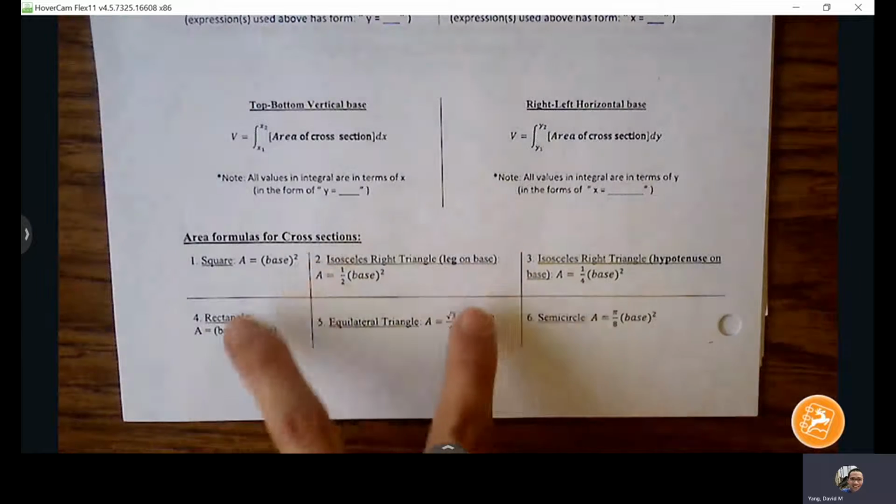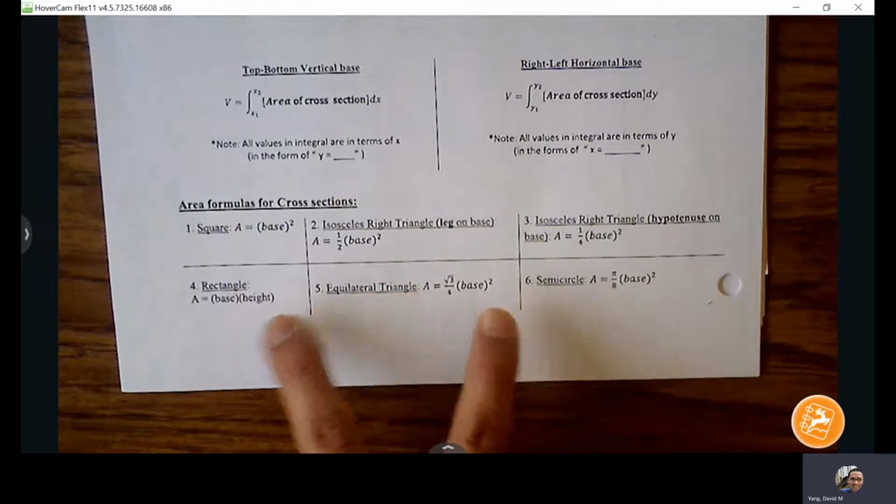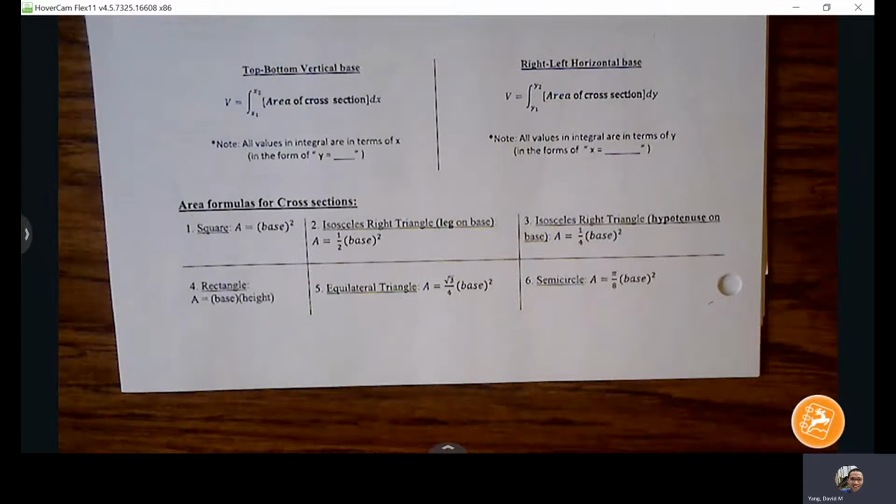And also cross-section formulas. Basically, all the cross-section formulas have base squared in them, except for rectangle. Rectangle is base times height. But the only thing different is the coefficient that lands out in front. Right, isosceles right triangle with leg on base is 1/2 base squared. Hypotenuse on the base is 1/4 base squared. Equilateral triangle is root 3 over 4, and a semicircle is pi over 8 base squared.